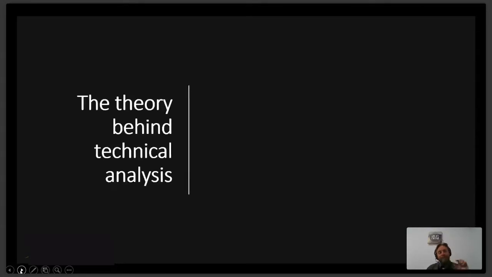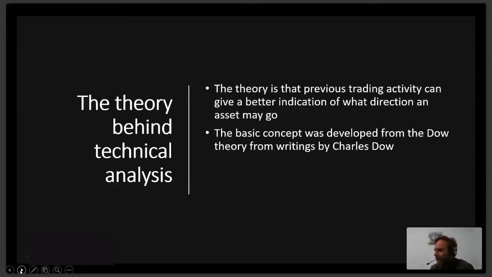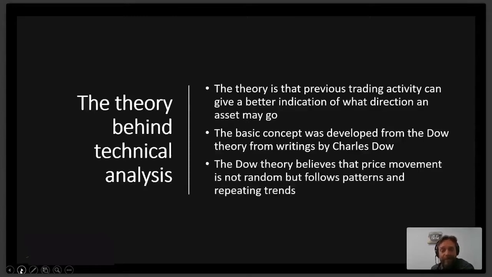Now, the theory behind technical analysis is that previous trading activity can tend to give a better indication of what the direction of an asset may go, what the buyers and sellers are actually doing. That's the theory behind it. The basic concept was actually developed by the Dow theory, by the writings of, cleverly and very inventively, Charles Dow. The Dow theory believes that price movement is not random, but in fact it actually follows patterns and repeating trends.